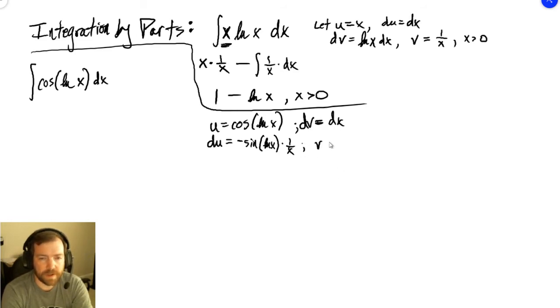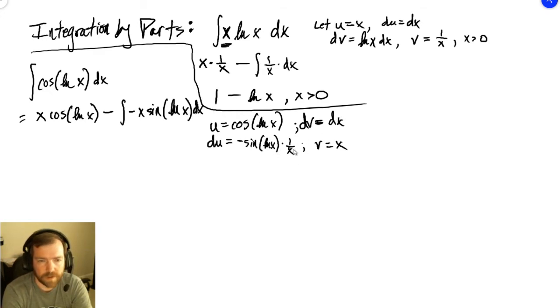Which means that v here is just going to be x, and v du, when we have this here, is just going to end up being negative sine natural log of x, because now we have these pieces. So u times v is going to be potentially x cosine of natural log of x minus integral of v du, which is going to be negative x sine of natural log of x dx.